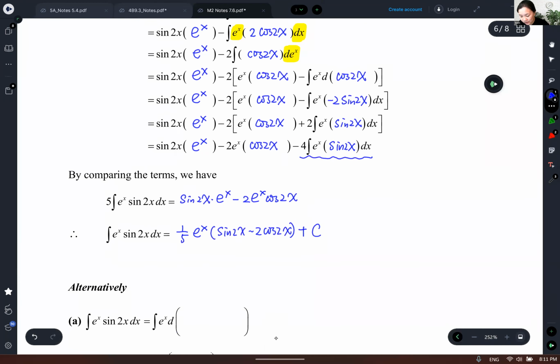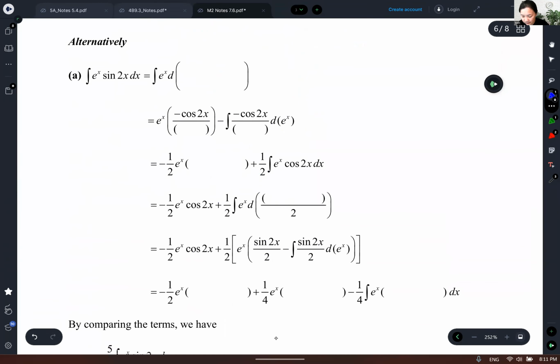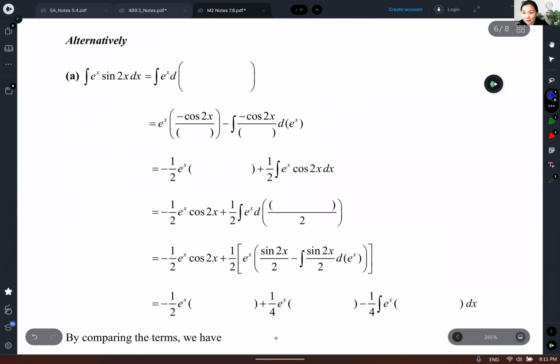Okay. Now this question has a second solution. Instead of using e^x dx equal d(e^x), I'm going to integrate sine 2x dx. In this case, it's cosine 2x divided by -2. Isn't it? I think so. Cosine, yeah.